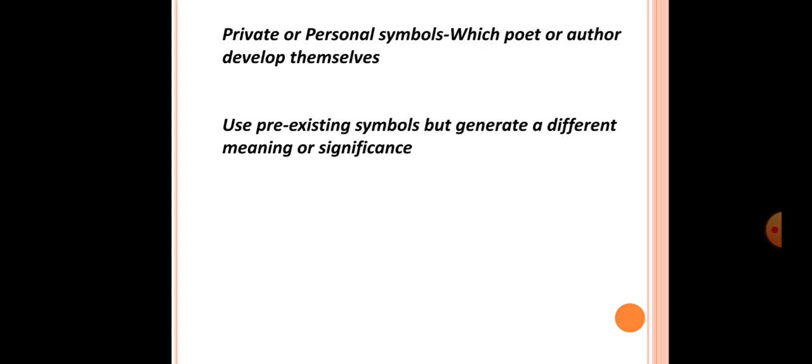We can say that authors usually don't give us a roadmap to their symbolism. So it takes a lot of thought, or a lot of effort, to figure out exactly what the symbols in a work of literature stand for. So it's a difficult thing to interpret private or personal symbols.